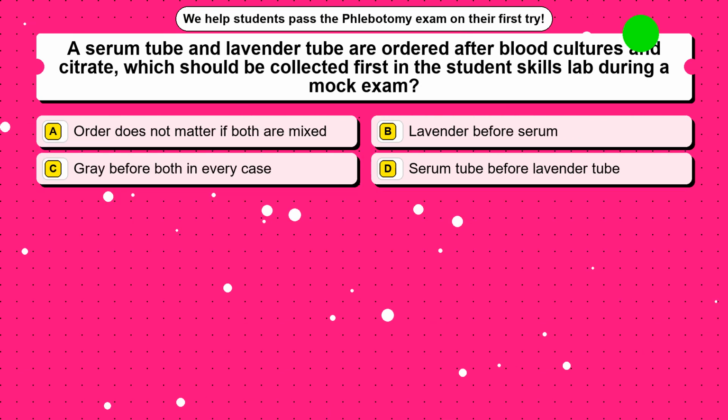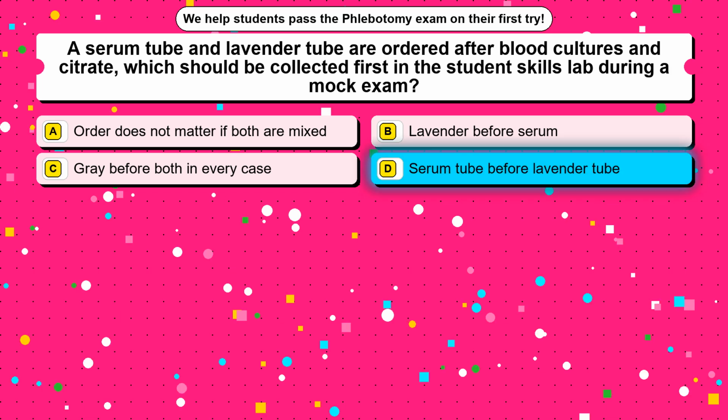Question 94. A serum tube and lavender tube are ordered after blood cultures and citrate, which should be collected first in the student skills lab during a mock exam. Option A, order does not matter if both are mixed. Option B, lavender before serum. Option C, gray before both in every case. Option D, serum tube before lavender tube.